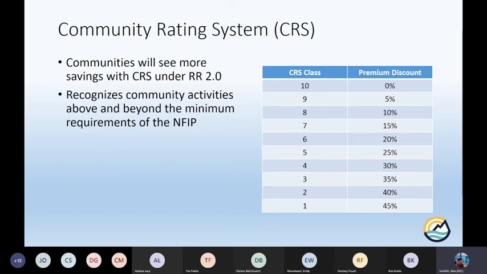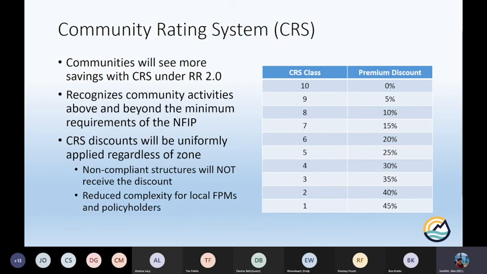So for those of you who are in CRS, a lot of your requirements and a lot of your activities and all that, that's going to stay the same. Again, the big benefit with CRS under Risk Rating 2.0 now is that it's going to be uniformly applied regardless of zone. And again, non-compliant structures are not going to receive the discount.